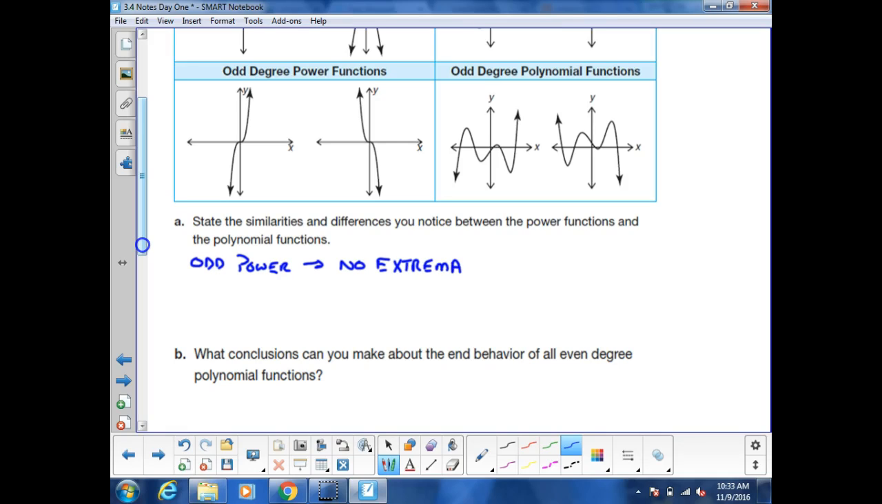But the rest all do have extrema, right? Okay, of varying differences. Anything else? Similarities, differences. I don't know if it's right, but we said that the polynomials with many terms have more extrema, and the odd have one. Okay, so the more terms in the function, the more extrema you're going to have.